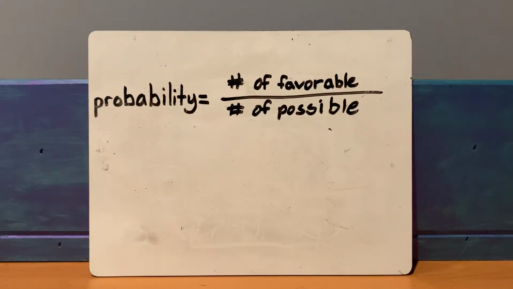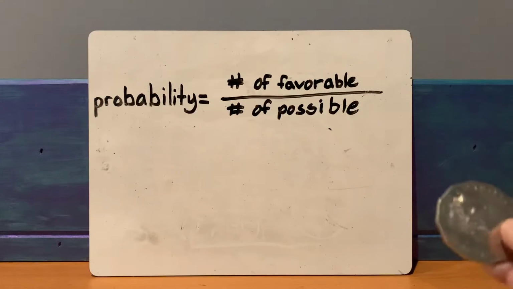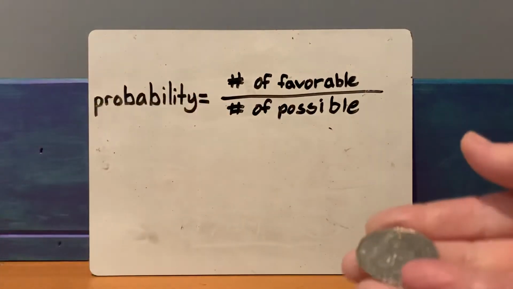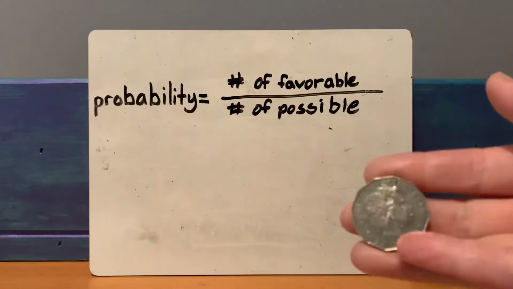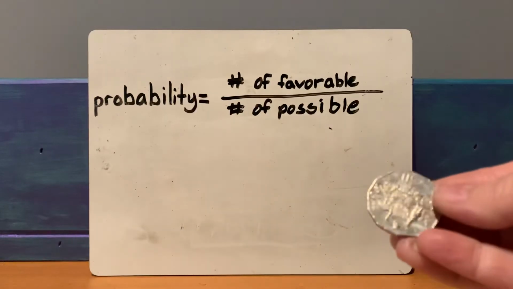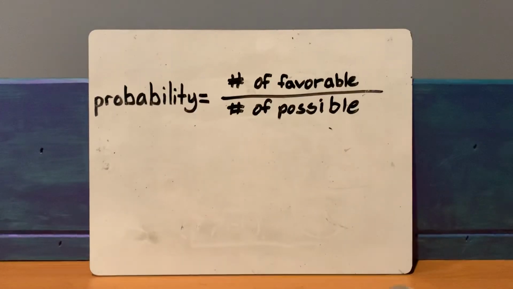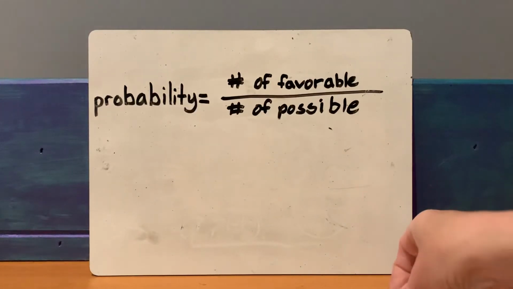So if I say, what is the probability that a coin will land heads up twice in 2 tosses? So we have our coin. We want to know what is the probability that it will land heads up in 2 tosses. And we would toss it and calculate our probability.